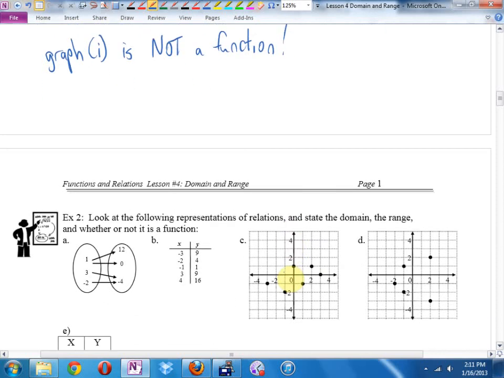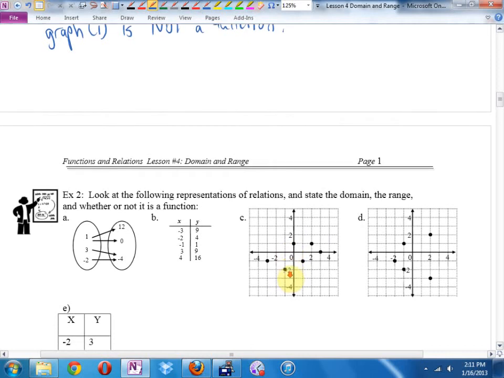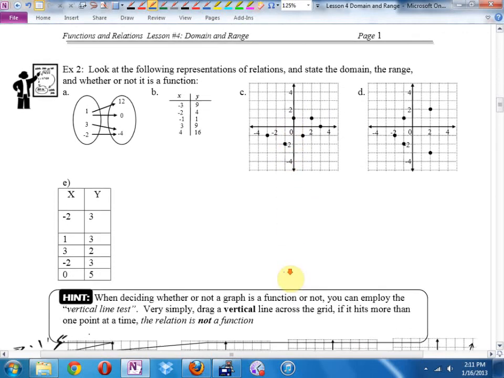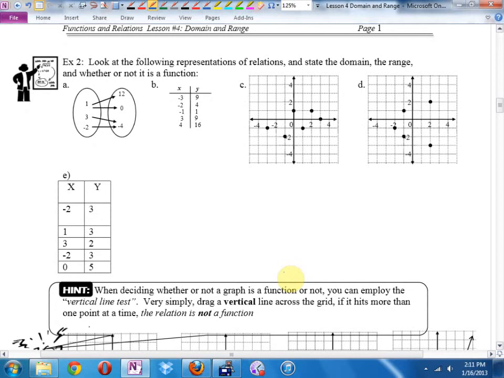Turn the page once you've written that down. Example 2 says, look at the following representations and state the domain, the range, and whether or not it's a function. We're not going to do domain and range yet. That's going to be Monday's lesson. I just want to look at this and figure out function or not.